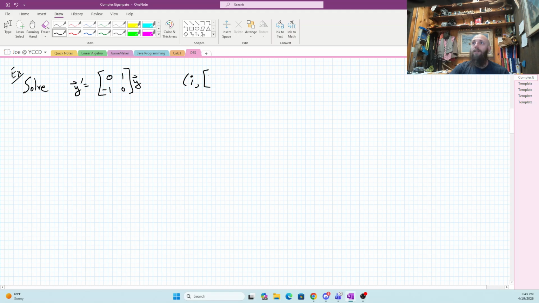I and the vector minus I1. So that's one of my eigenpairs. Because I know that this is a complex eigenpair, I know what the other one is right away. The other one's minus I and I1. Right, that's just the complex conjugate of the one I just had.